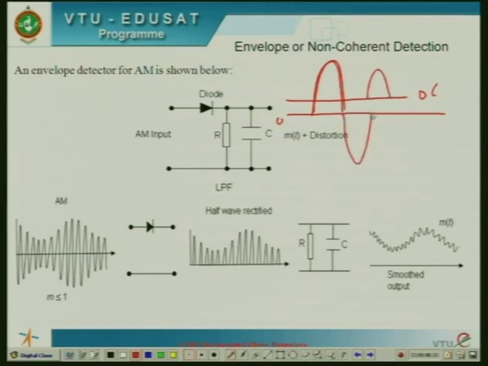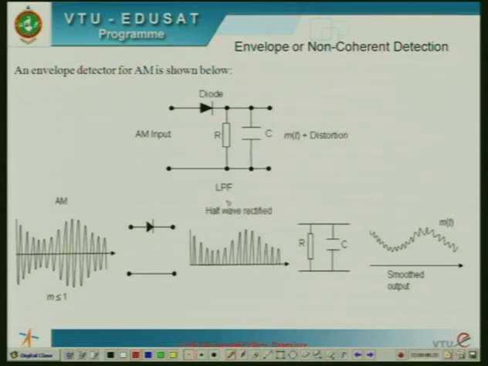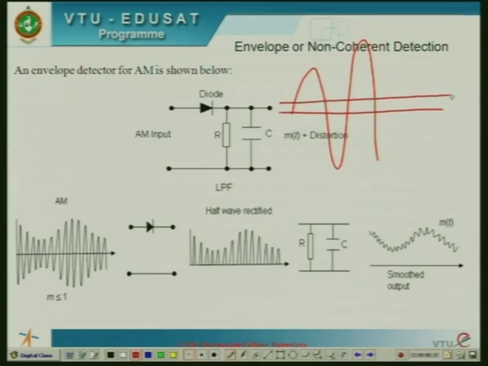And if you are having this input available, let me redraw it, sorry. If your input is this, and the cut-in voltage of a diode is set to this, so what happens?